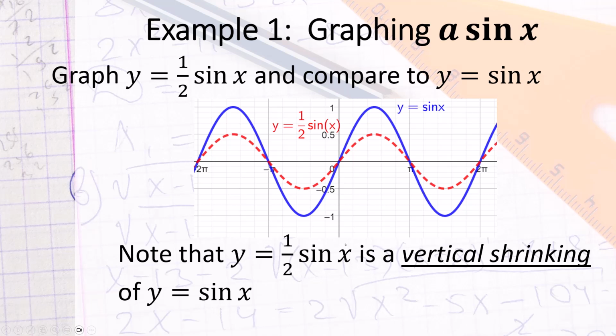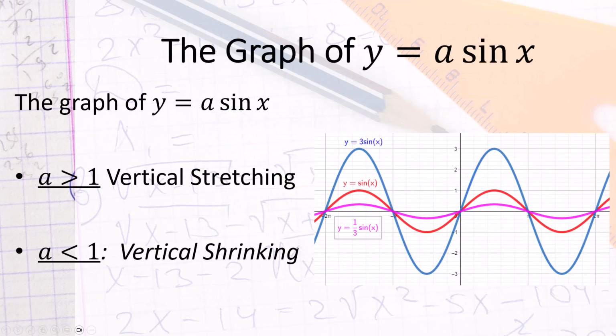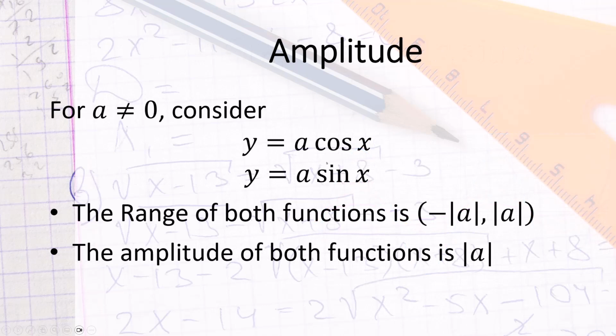And that is just an indication of the main thing that I want to mention for this particular part, that whenever you multiply sine or cosine by a particular number, you are going to get either a vertical stretch, like what you have here, if that value is greater than 1, or a vertical shrink, which is what you have here when that value is between 0 and 1. And then the value a also gives rise to the amplitude.